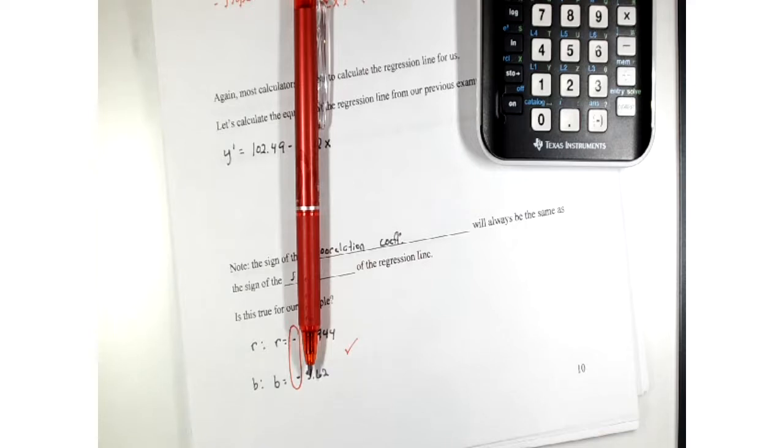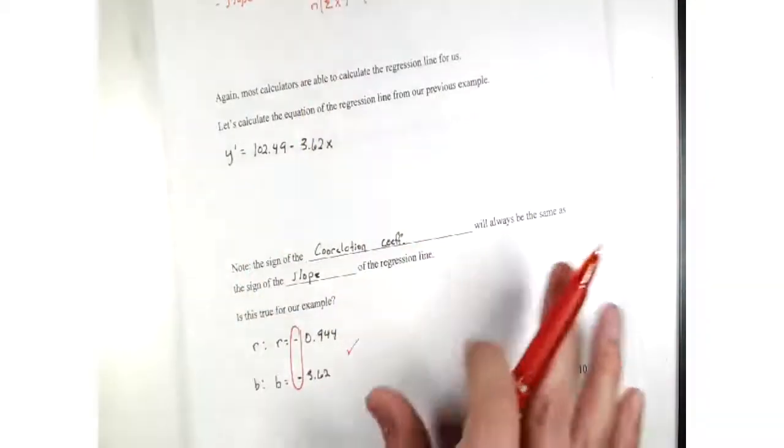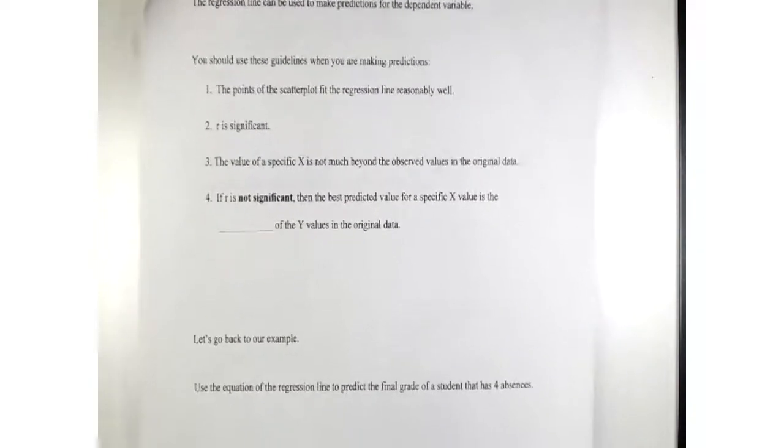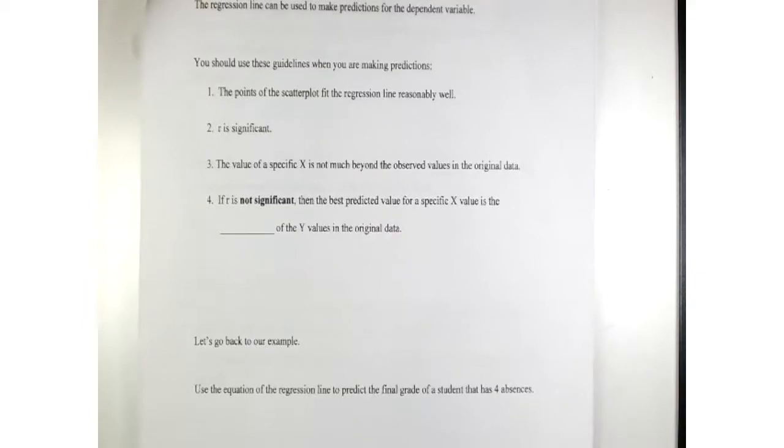the regression line can be used to make predictions for the dependent variable. So we're going to give you a specific input x, and we're going to ask for an output of the prediction y. So you should use these guidelines when you are making predictions. So the points of the scatter plot fit the regression line reasonably well. So that just means the linear relationship is somewhat strong.